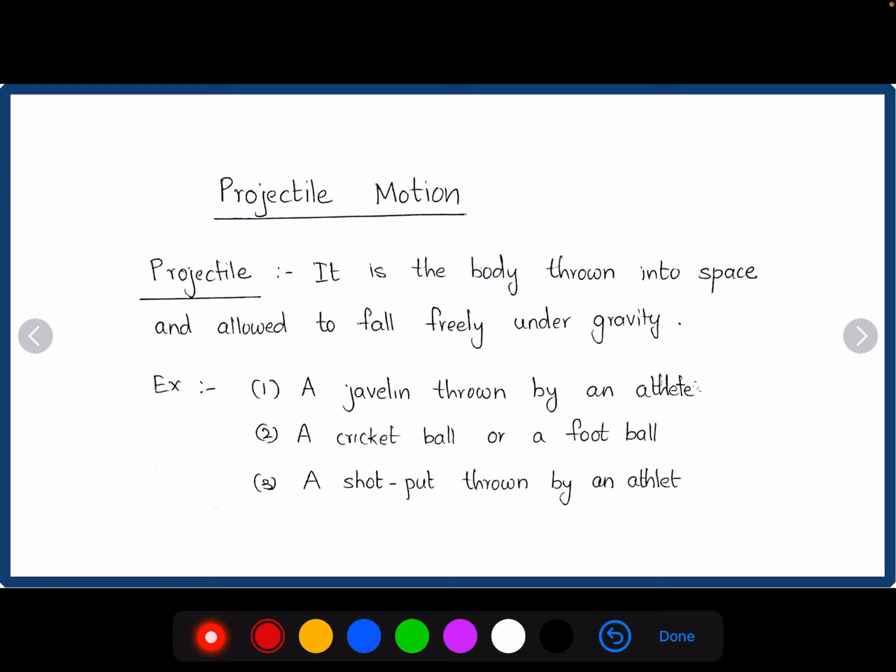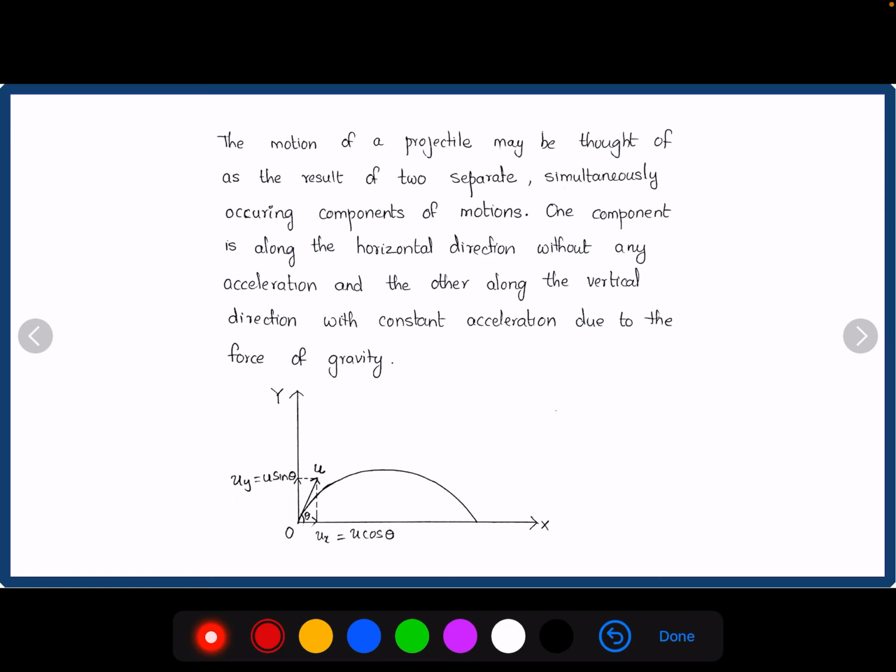Another example is a cricket ball or a football. It goes in a projectile motion. A third example, you can think about a shot put thrown by an athlete. Now, let us see the motion of a projectile. The motion of a projectile may be thought of as the result of two separate, simultaneously occurring components of motions. That means two types of motions will take place here.